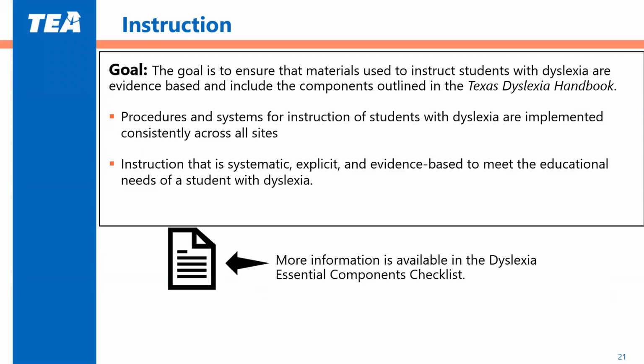The goal of the next section, instruction, is to ensure that program instruction and materials used to instruct students with dyslexia are evidence-based and include the components outlined in the Texas Dyslexia Handbook. This includes ensuring that materials purchased or developed must include critical evidence-based components of instruction, procedures and systems for instruction of students with dyslexia are implemented consistently across all sites, and instruction is systematic, explicit, and evidence-based to meet the educational needs of a student with dyslexia. For more information, you can refer to the Dyslexia Essential Components checklist.